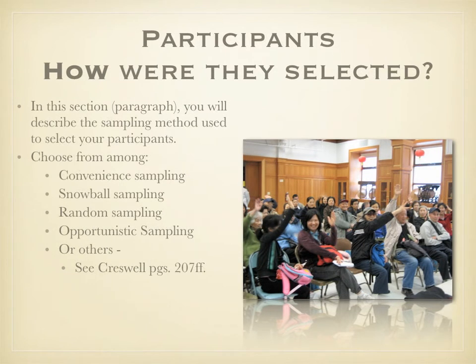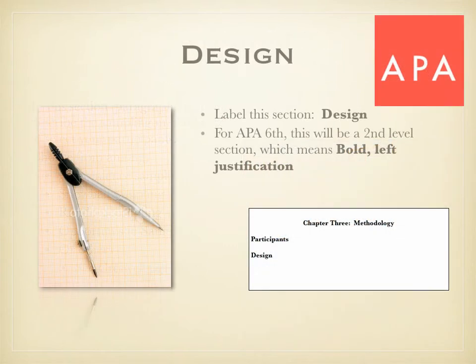The next part of that section is how you selected these people. That's where you're going to talk about the sampling method. So you can remember in the book, there's a number of different ways that you can sample individuals. Most of the time, it's just convenient sampling. We're just going to sample the folks that are at hand. But there are some other samples that you might use. Go ahead and check out Creswell, page 207, to be able to find specifics on the different sampling methods. You're going to choose one and just describe what that sampling method actually means.